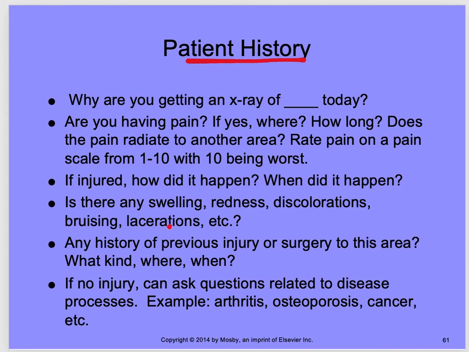So patient history, we will talk about this when we start doing our positioning. But once again, why are you getting the x-ray? Are you having pain? Use a 1 to 10 pain scale, make sure you ask that. Also, if they're injured, how did it happen? When did it happen? Is there any swelling, bruising, lacerations? Make sure that you get a good history. And then a history of any previous injuries. Where is the previous injury? When did it happen? And what kind of injury was it? If there's no injury, just ask, is it for arthritis or osteoporosis, cancer, etc.? Have they been diagnosed with anything? And we will cover this again as well when we go into positioning. So that will be the next video.